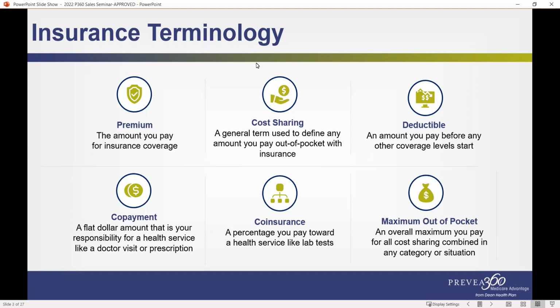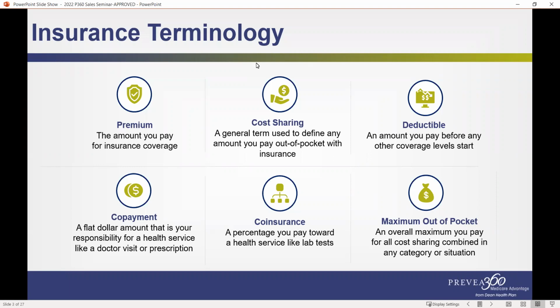The first is deductible, and that's the amount you pay before other coverage level starts. I like to use auto insurance as an example here. So for example, say you have a $500 deductible on your auto policy and you're in a car accident, and you take your car to the body shop and they tell you you have $2,500 in damage. You have to pay that $500 before the insurance will pay the $2,000. And it works the same in medical insurance.